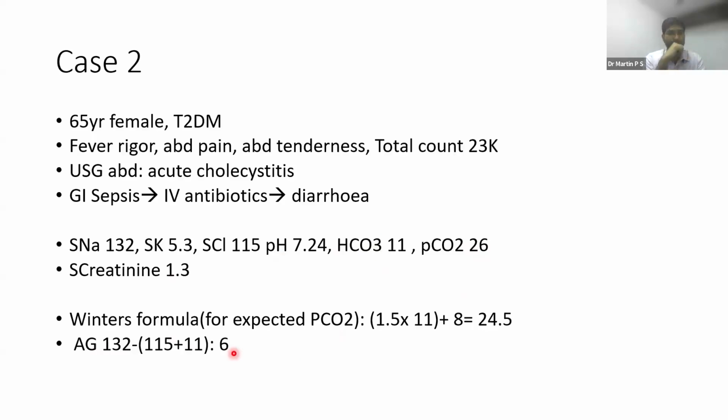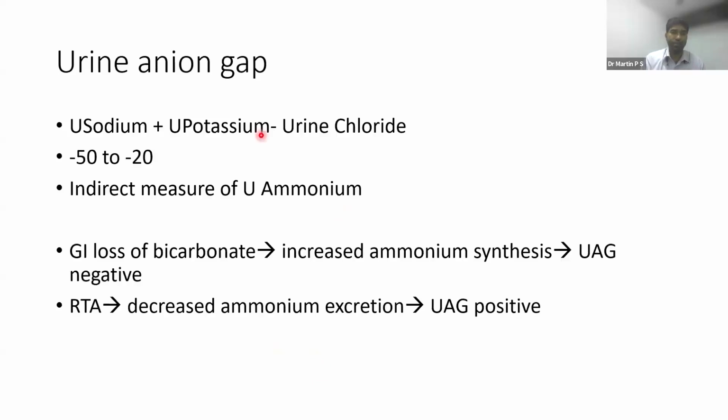So another problem is whether this hyperkalemic, though the hyperkalemia is just evolving, whether this normal anion gap metabolic acidosis is due to the diarrhea or is there an underlying distal RTA in the background. So for that, to answer that, we need what is called as a urine anion gap. Now, urine anion gap is calculated by urine sodium plus urine potassium minus urine chloride. The usual value is usually negative. The urine anion gap actually indirectly measures the urine ammonia.